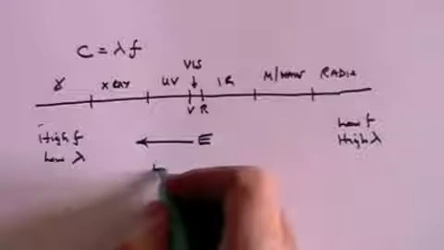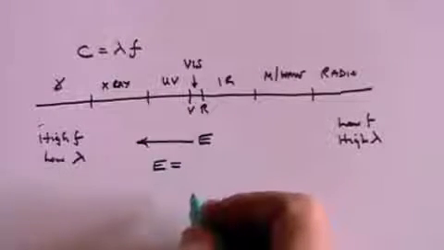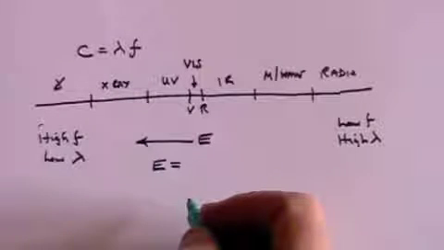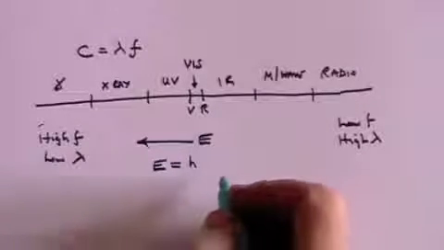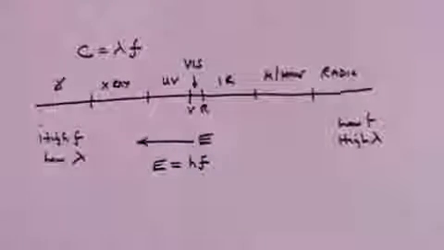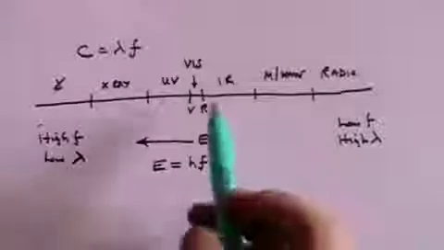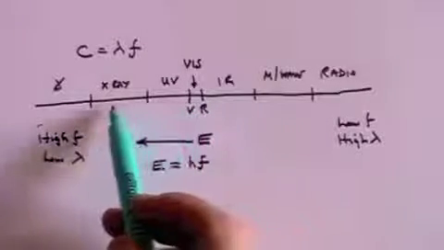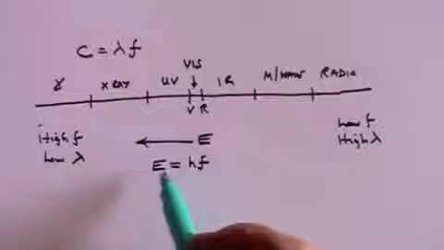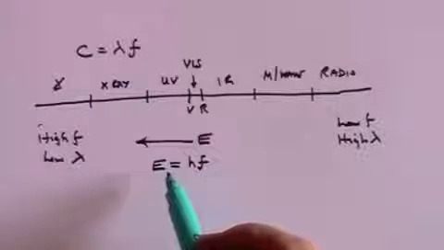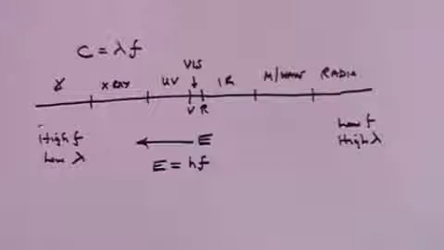And it was Einstein who showed that the energy of a photon, which is the particle of light or the particle of electromagnetic radiation, is equal to Planck's constant h times the frequency of the radiation. So as we go in this direction, frequency is increasing. And so if frequency is increasing, so the energy of the wave is also increasing.